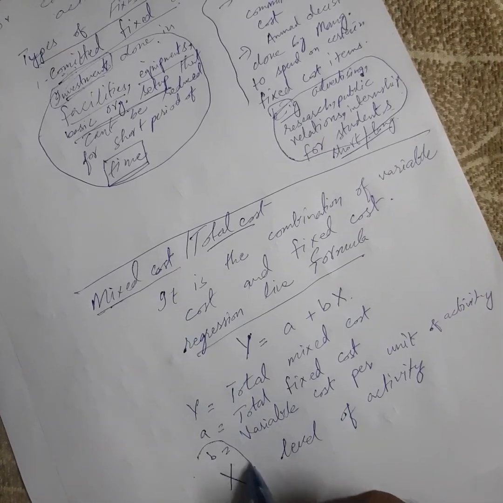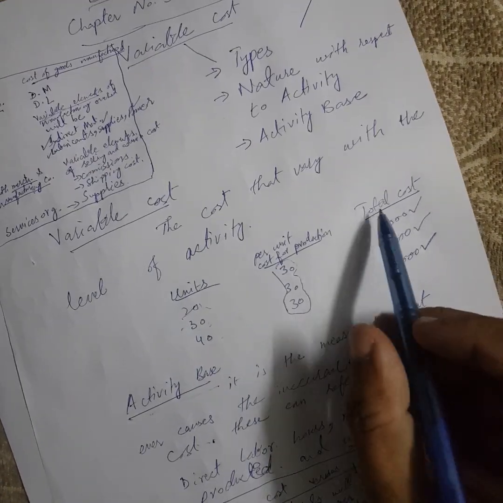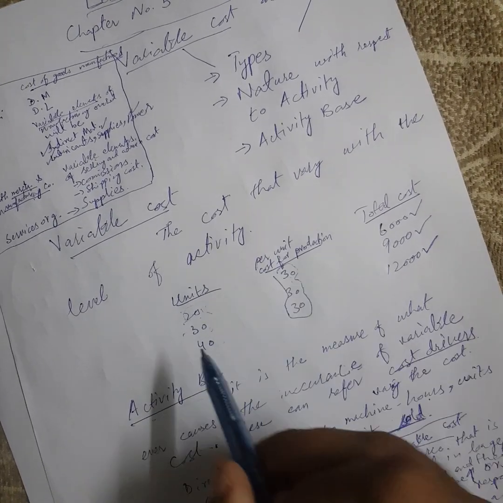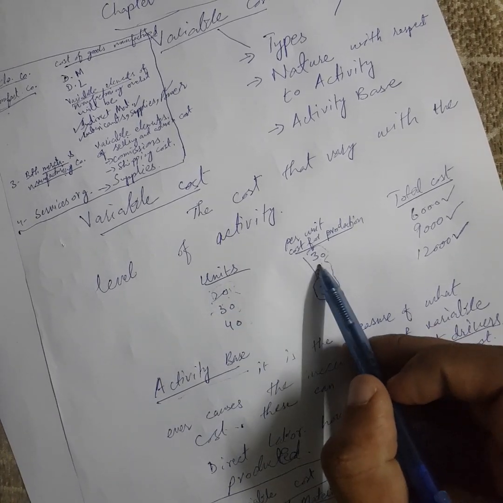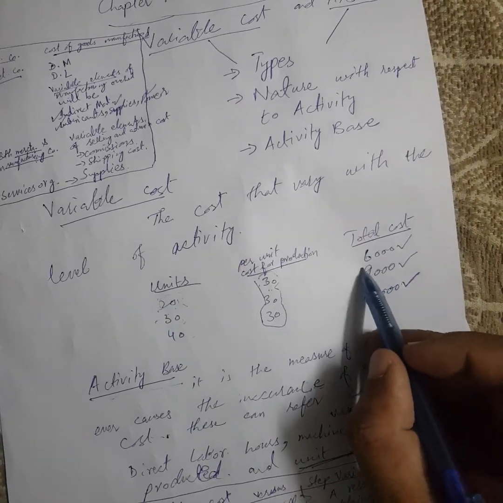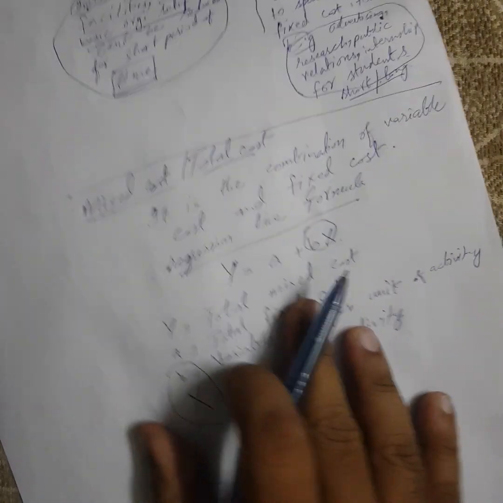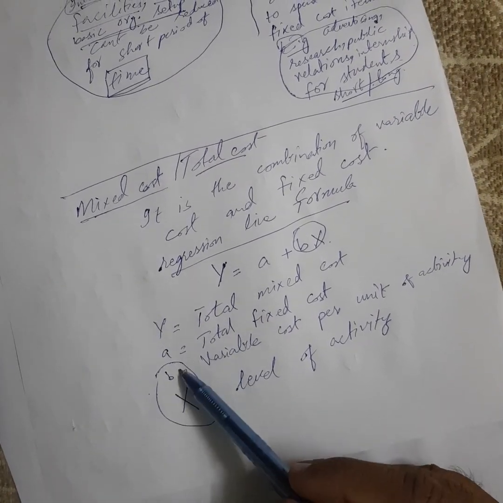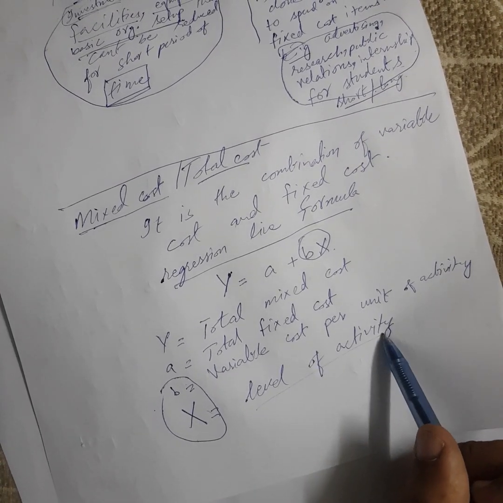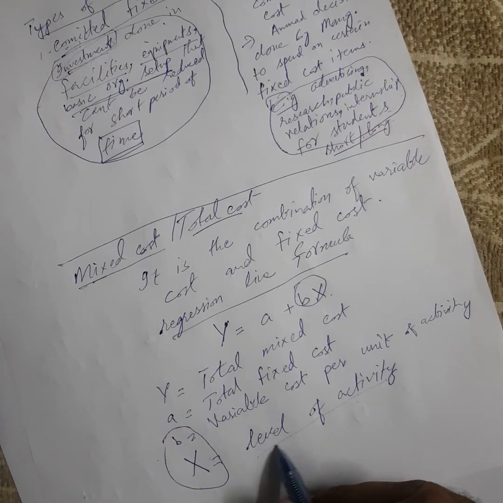To elaborate this bx, if you remember our variable cost concept, we need the number of units and the per unit cost. It is the level of activity and the per unit cost that we will multiply with each other, and we will get our total variable cost. So with reference to this, these two variables are involved, one is per unit cost and the second is level of activity, like how many units are produced, that will be our level of activity.